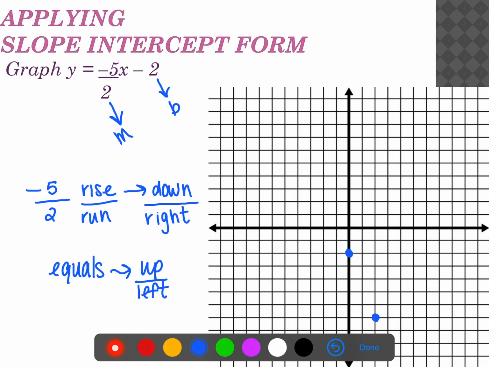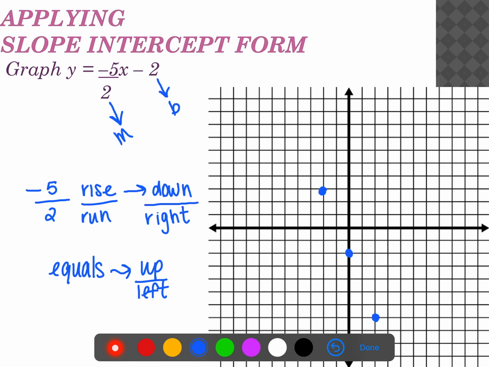Okay, and this is a situation where if I tried to make a third point, I would run out of graph. So I'm going to go back to my y-intercept at -2, and I'm instead going to go up 5 and to the left 2. Okay, and you see how that point falls in line with the other two that I already had.